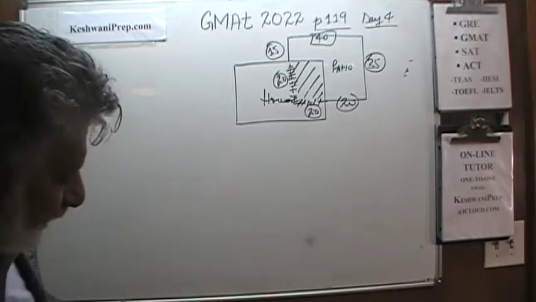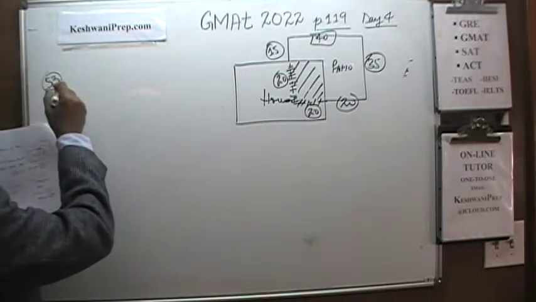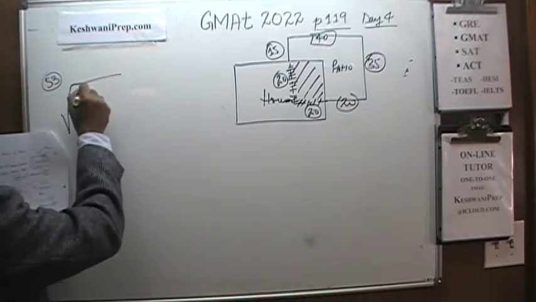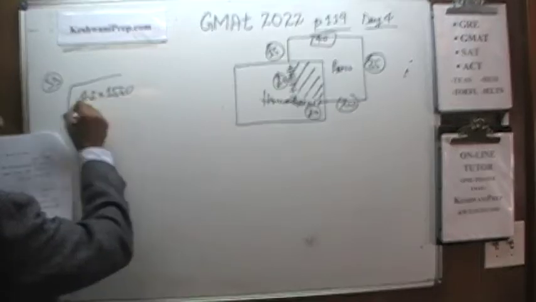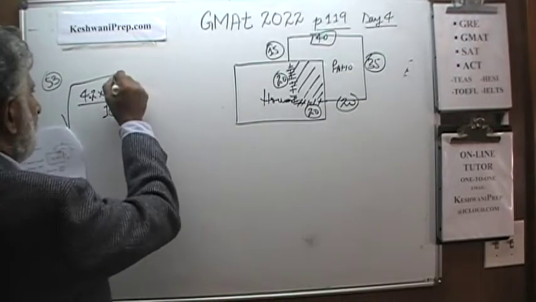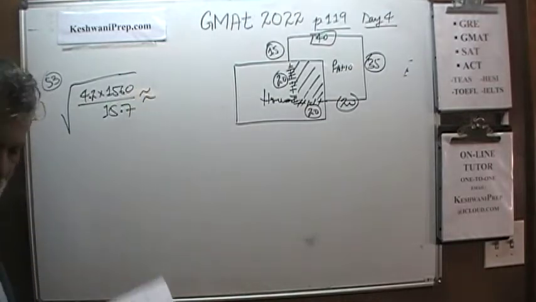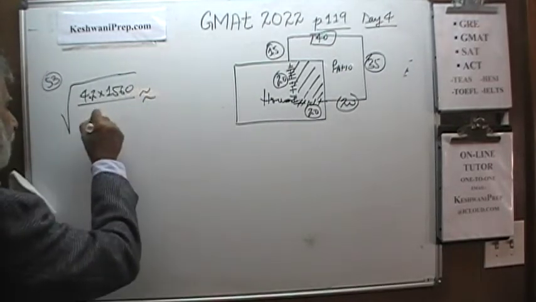Number 53 is a very silly question, but we're going to do it because it's there. We are asked to find the square root of 4.2 times 1560 over 15.7. The question is, what's the approximate value of it? They're simply looking for an approximate. This is 15.7.